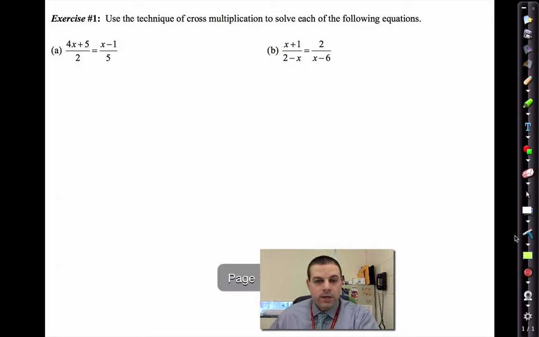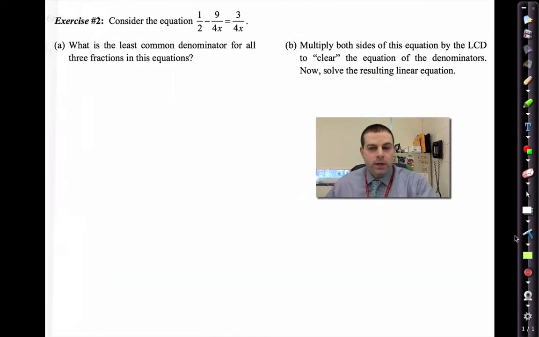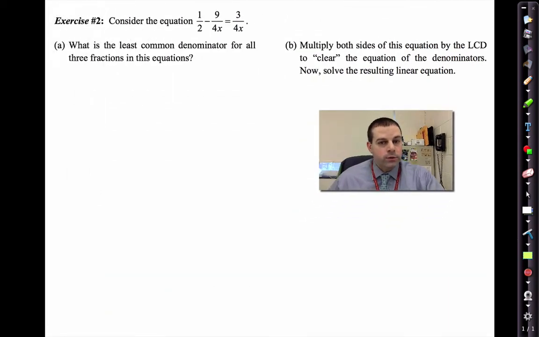Okay. The next type of equations that we're going to focus on gives us fractions that are more than 2, where cross multiplication is not a possibility. So what we're going to do is incorporate a concept similar to what we did with complex fractions. We are going to focus on the least common denominator for all three. So we have denominators of 2, 4x, and 4x. So combined, our LCD for all three fractions, regardless of side of the equal sign, is 4x.